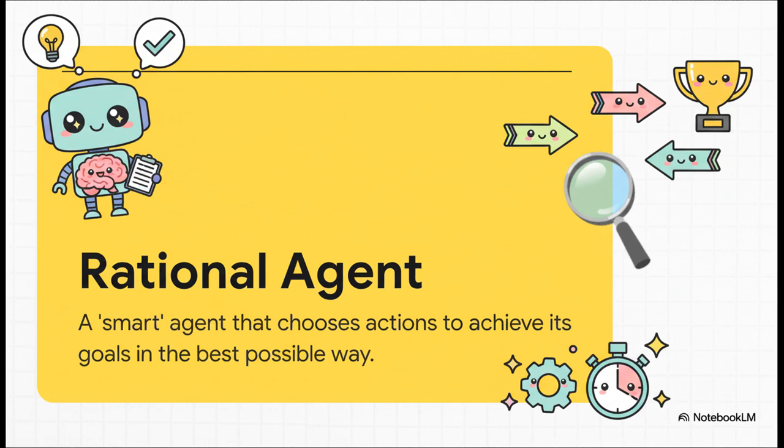So, what is it? A rational agent is really just a fancy way of saying a smart agent. It's an agent that doesn't just do an action to reach its goal. It always tries to choose the action that will lead to the best possible outcome. And here's the kicker. It has to make that choice based only on the information it has right now from its sensors. It's not about being all-knowing. It's about making the smartest possible move with the information you've got.